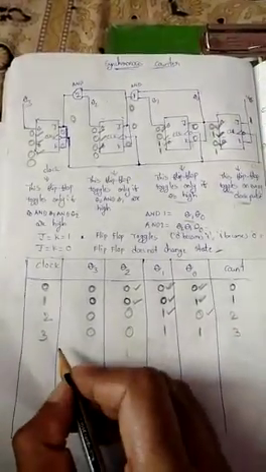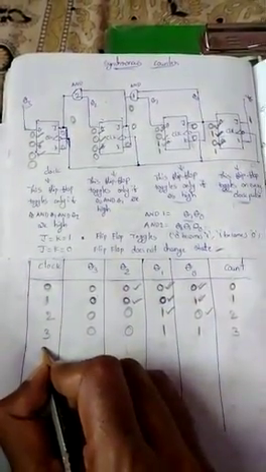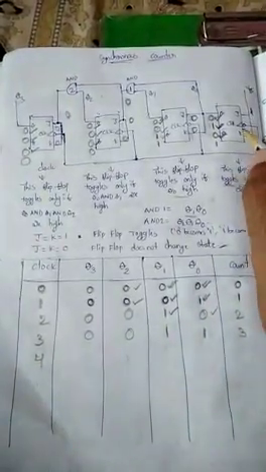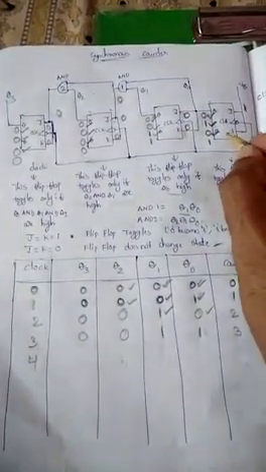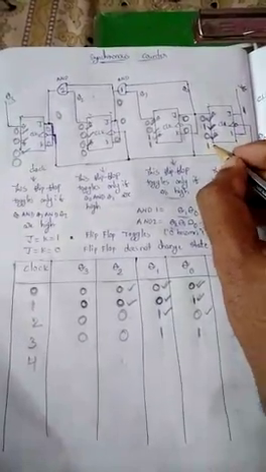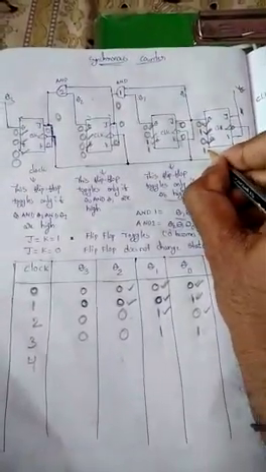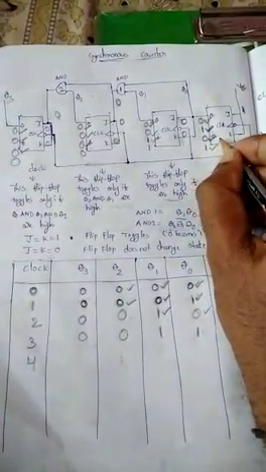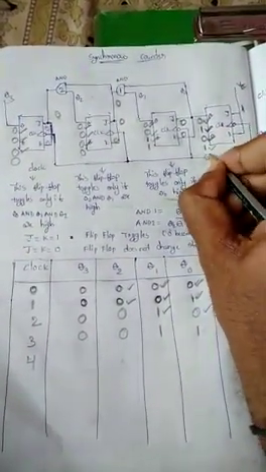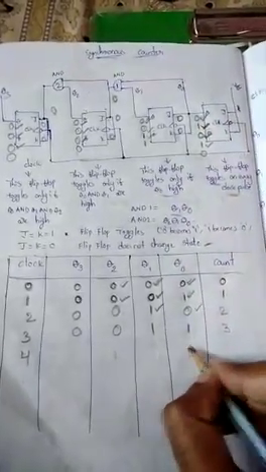So again we are going to apply the fourth negative edge triggering clock pulse. The initial first flip-flop has JK equal to 1, so it is in toggle state. In toggle state we get the complemented previous output value. The first flip-flop's previous output value is 1, so the complemented output value is 0. So Q0 is 0.